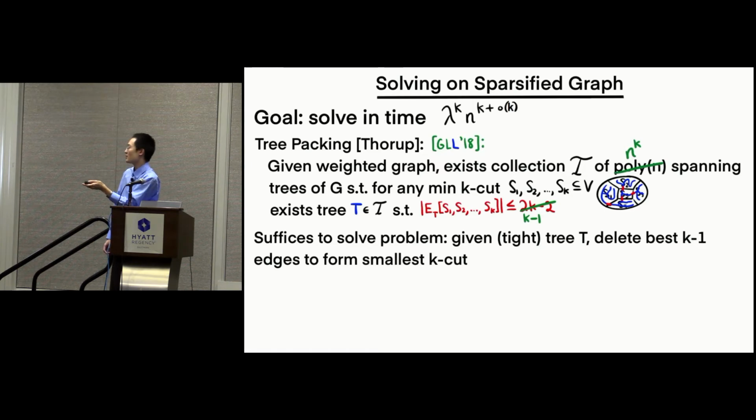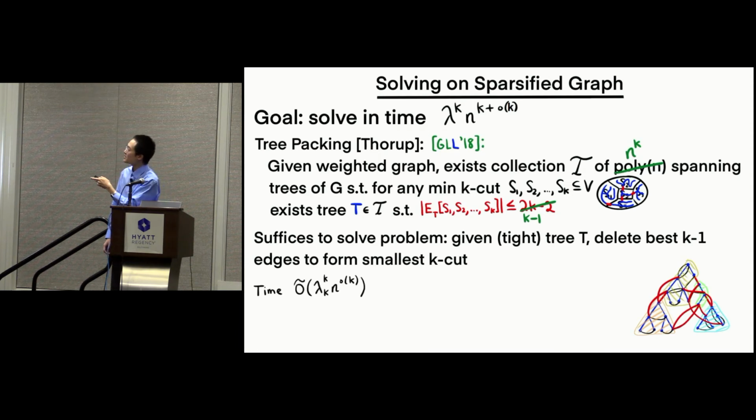we can reduce the problem to, given what I'm going to call a tight tree, delete the best k minus 1 edges to form the smallest k cut possible. So here's the example. Given a tree, and some extra edges of the graph, we're going to find some k minus 1 edges to delete to induce some k cut of the graph. And the edges that we need to pay for are just the edges whose endpoints are in different components.